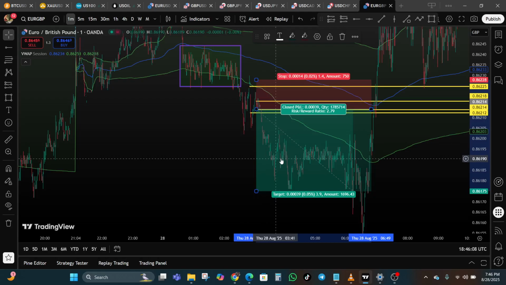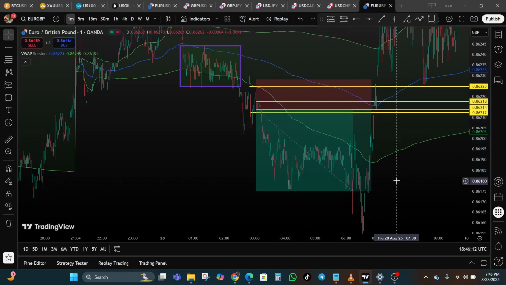So watching price react in real time teaches you how to read momentum and improve timing for scalping setups. Always remember, patience is key. Not every imbalance zone or VWAP touch is a trade. Wait for confirmations like candle patterns, quick rejections, or momentum shifts. Also, always manage your stops carefully, since 1 minute scalping requires precision and speed.